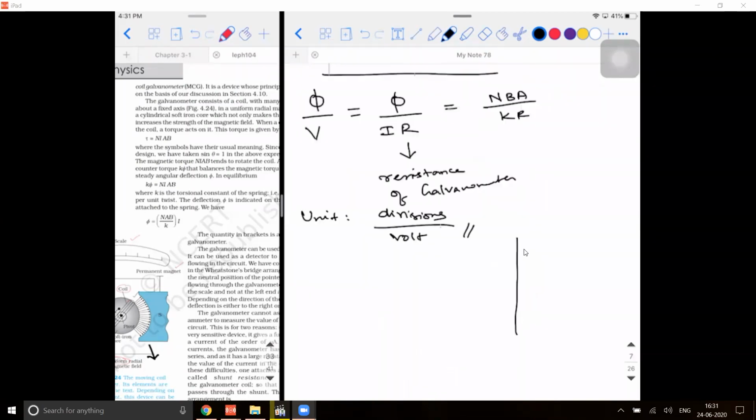So this is my initial position. With respect to the initial position, how much angle I am making, that is what is called phi.